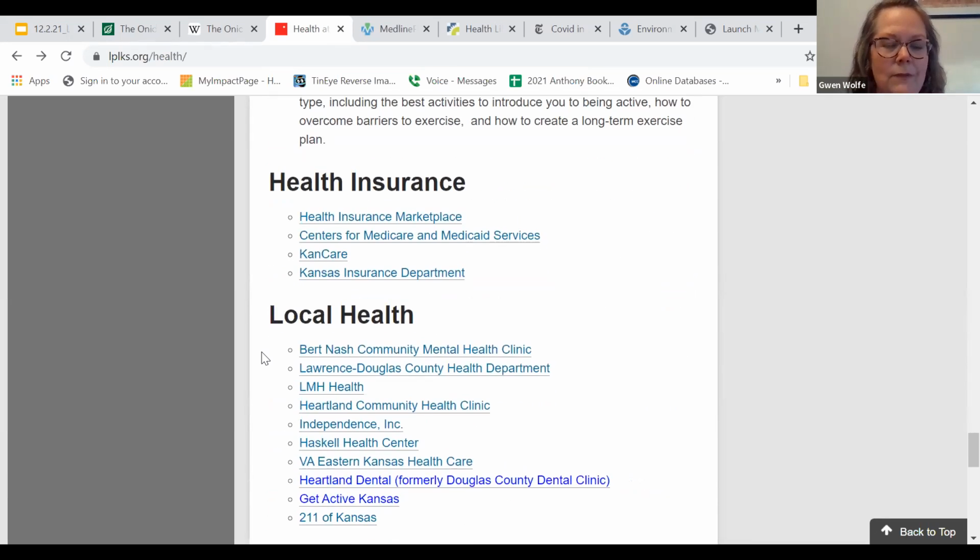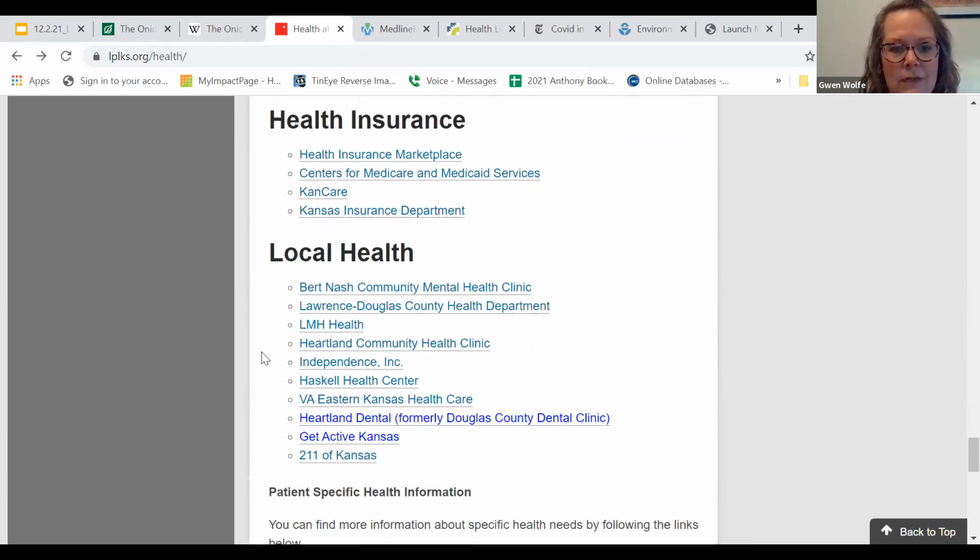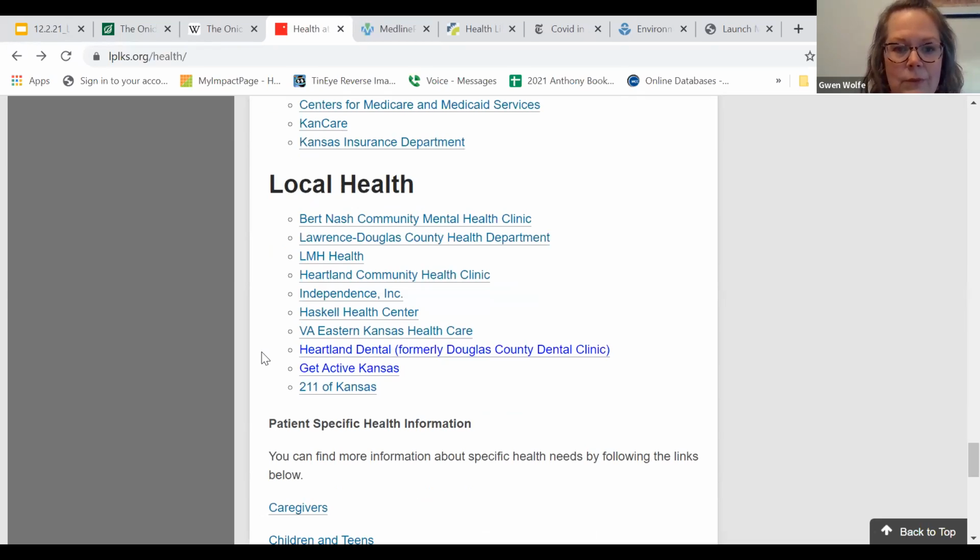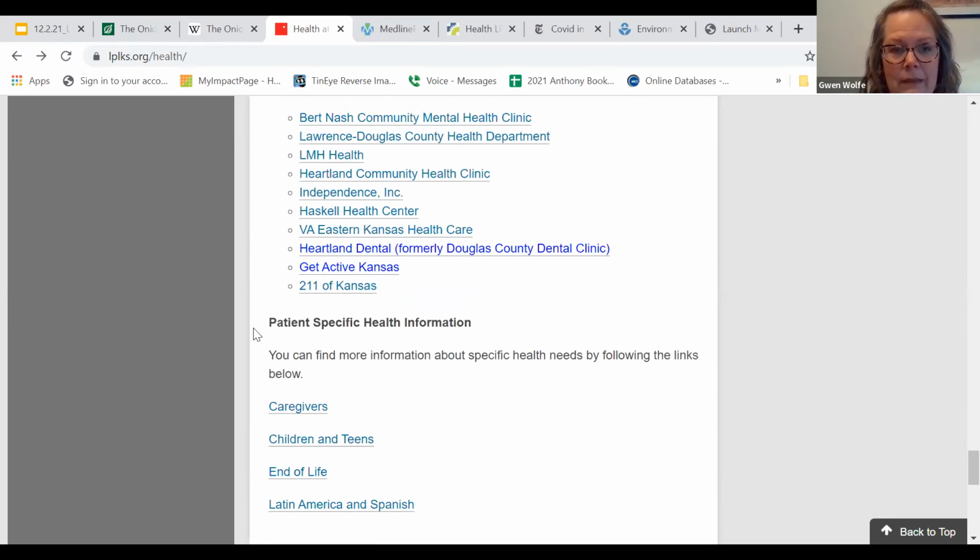We jump to the bottom. We also have local health information available. If you're needing health insurance, access to local agencies and resources, all of that is available to you through the Lawrence Public Library website. But this is a really good example of someone whose job, their livelihood, is to put this information together to make it easy for you to find. And so I always recommend lean on those experts and lean on the work that they've done to make it easy for you to find the information that you need.